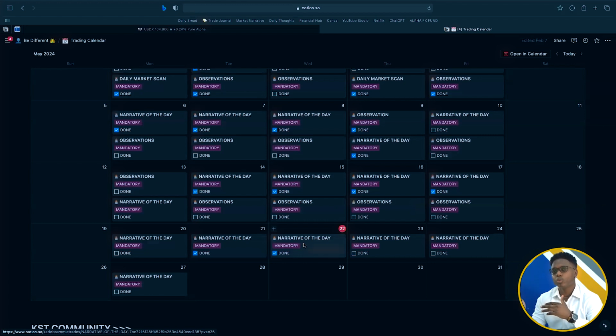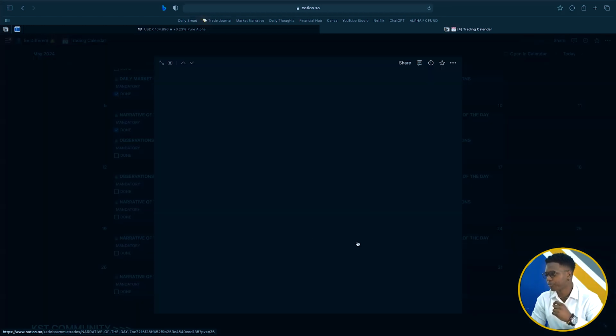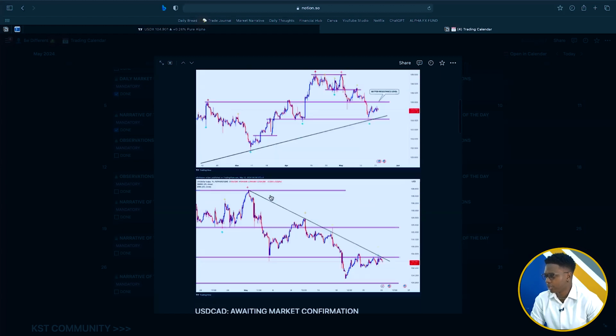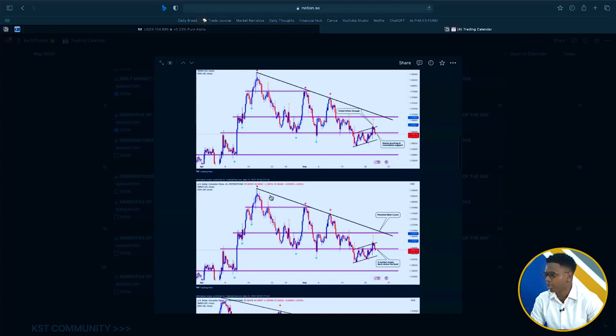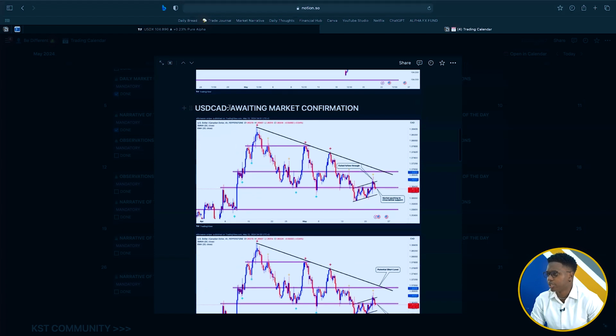Then later on in the week, I wait for the market to affirm, okay? So I have scenario A. If scenario A does this and this, this is what I expect to happen. In scenario B, if this and this happens, this is what I expect to see out of the market. So for example, let's look at an analysis I had earlier this morning. Where is it? Here, USD CAD. You can see I was saying awaiting market confirmation. Okay, so let's look at this picture.